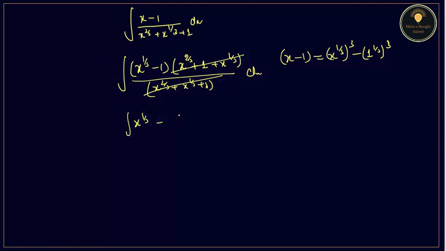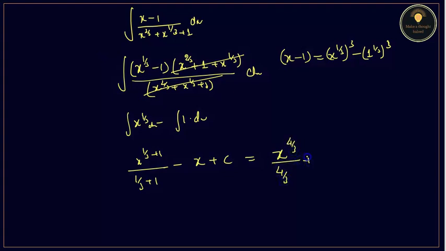the power 1 by 3 minus integration of 1 into dx. So integration of x to the power 1 by 3, I will write 1 by 3 plus 1, and integration of 1 into dx, that is equal to x plus c. So you will get the value as x to the power 4 by 3, and here you will write 4 by 3, minus x plus c.